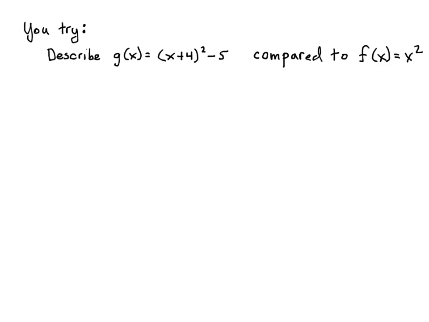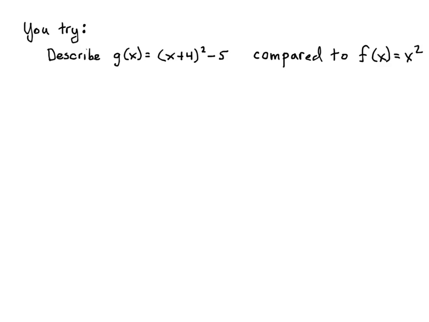So instead of this, it's going to move 1, 2, 3, 4. It's going to move here and then down 5: 1, 2, 3, 4, 5. So there's our new vertex, and this thing is going to look like that.